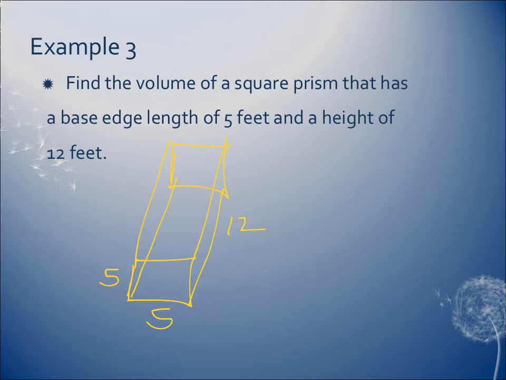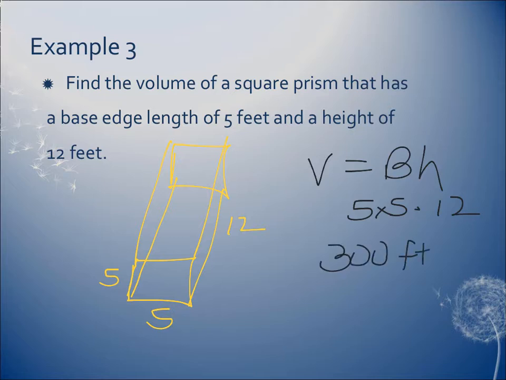So again, the formula for volume is capital B times H. So I'm going to find the area of the bottom, which is 5 times 5, or 5 squared, times how tall it is. So 5 times 5 times 12 is 300 feet cubed. Volume is always to the third power, the units. So that would be the volume of my square prism that has a height of 12.